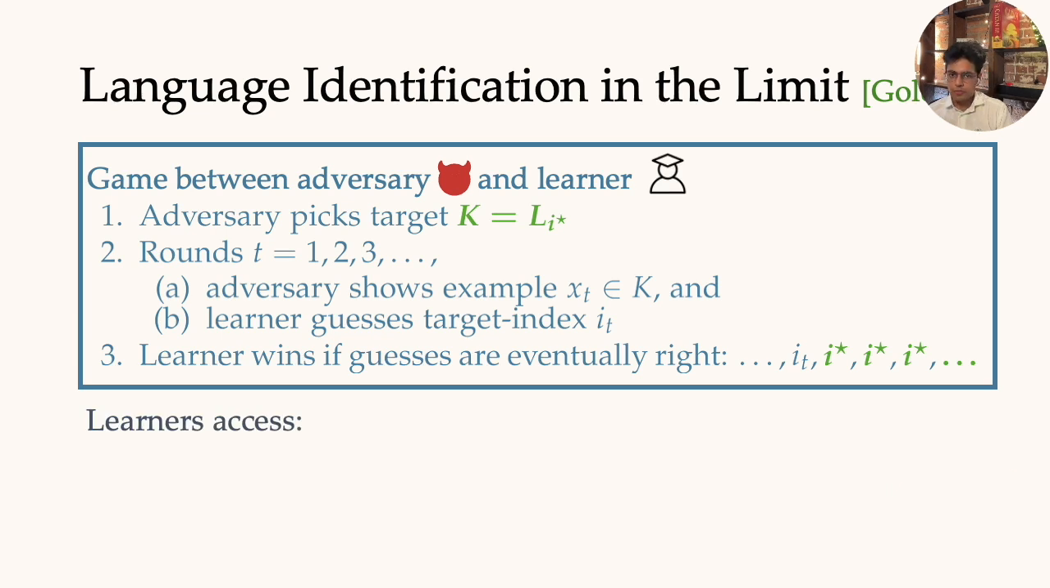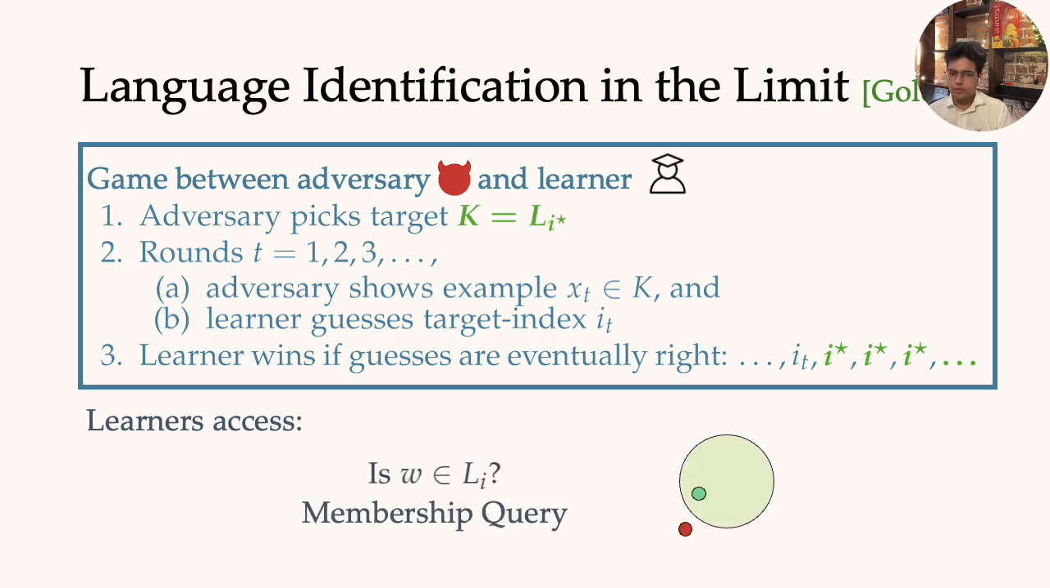To enable learning, we must allow the learner some form of access to the concept class, and we'll only use a very minimal form of access. We only require the learner to be able to answer queries of the following form. It can choose any string w and any language Li from the concept class, and it has an oracle which can answer whether w belongs to the language Li.